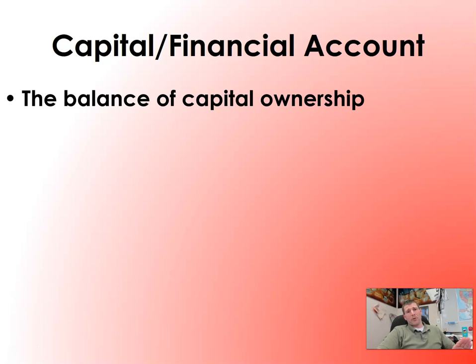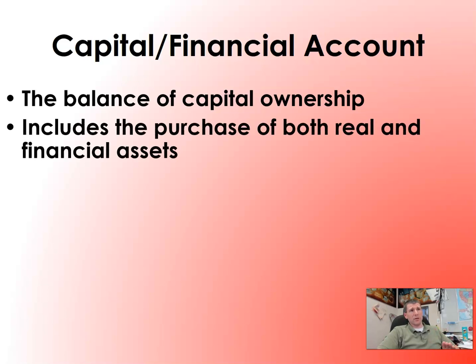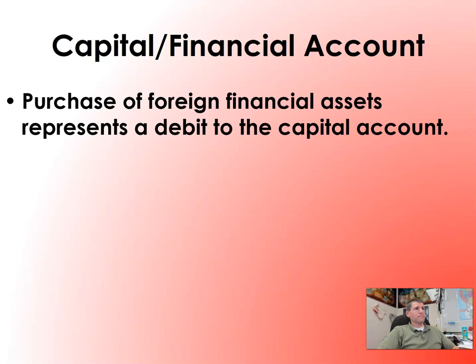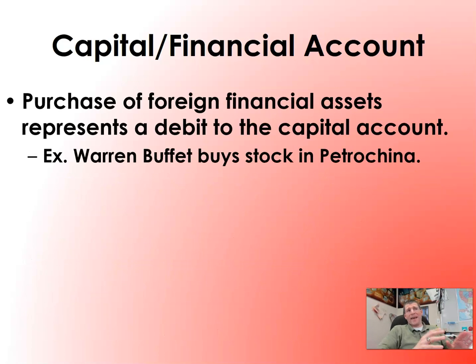Okay, what falls into the capital account or financial account? Balance of capital ownership, purchase of real and financial assets, direct investment in the United States. So we'll look at examples here. If you buy financial assets in another country, that falls under the financial account. Let's say those bonds, I remember talking about those Brazilian bonds. If I buy a Brazilian bond, when I buy the bond initially, that would be in the financial account, and that would be a debit to the U.S. financial account because there are dollars leaving and going to Brazil in order to buy that financial asset. If I were to buy stock in a Brazilian company, that would be in the financial account.